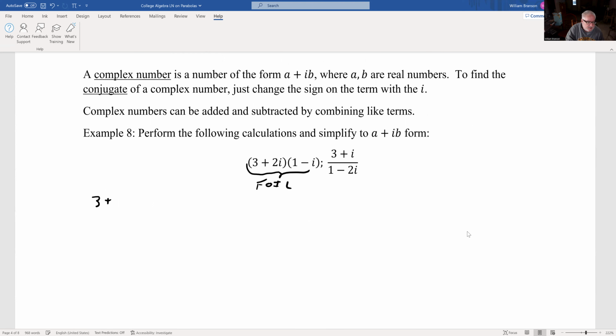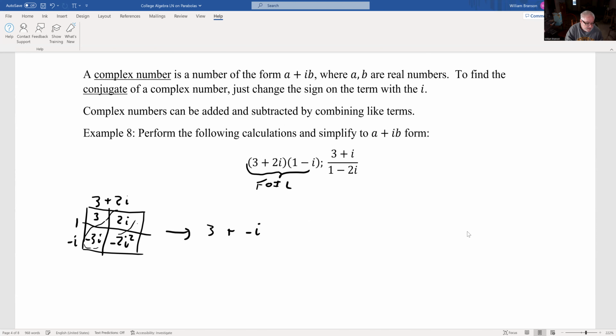Multiplication is just FOILing things out. And I like to use the box method, and so I'm going to use that here. So when I multiply this out, what do I get? That's a 3, I get a 2i, and then minus i times 3 is a minus 3i. 2i times minus i is minus 2i squared. So what does that give me? I get a 3. I can combine these two terms because they're like terms. This is a minus i.